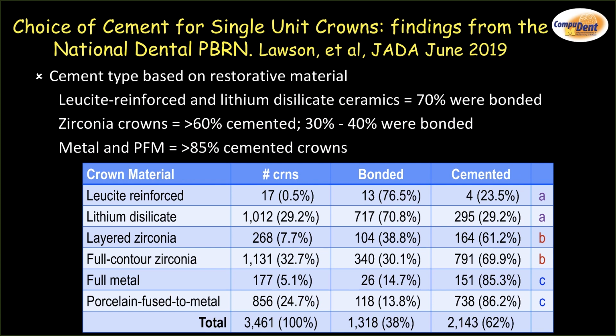And then when you look at the type of material and how they were handled, those materials that allowed themselves to be bonded predictably, leucite reinforced and lithium disilicate ceramics, for example, 70% of those were bonded. Zirconia crowns, on the other hand, over 60% were cemented, but still 30-40% were bonded, which is a pretty healthy number, which to me really reinforces this problem that we have with short clinical crowns. Doctors would love to use zirconia back there, but are realizing they're not getting a nice retentive preparation.